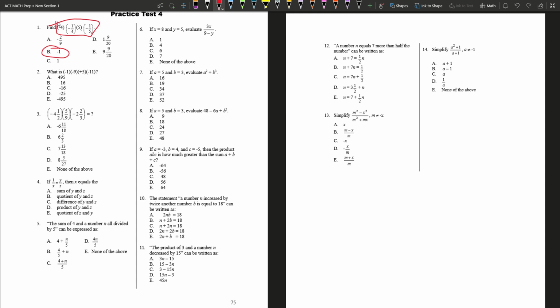Okay. So some questions like that, they look difficult at first because there's fractions and negatives everywhere, but really it's just multiplying by reciprocal. And when you break that down, you just get a bunch of 1s. Okay. What about number 2?